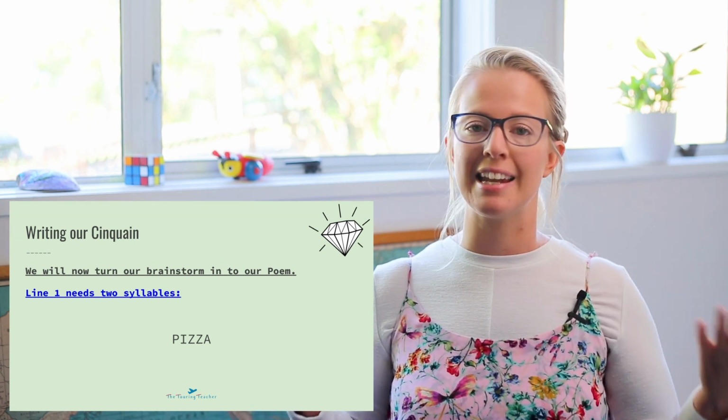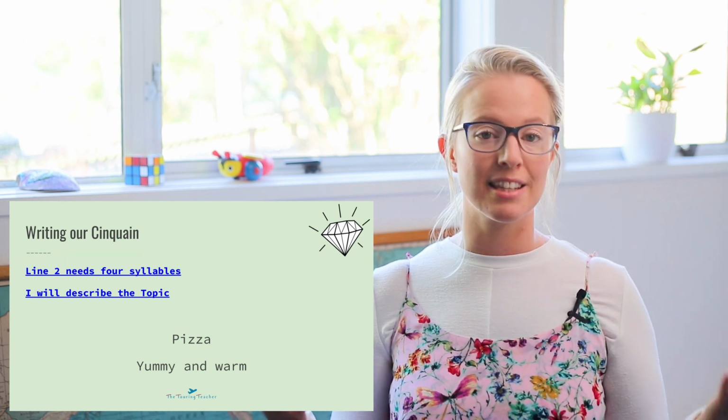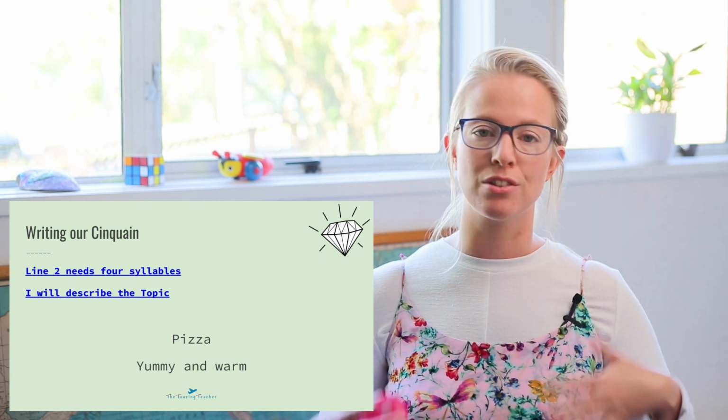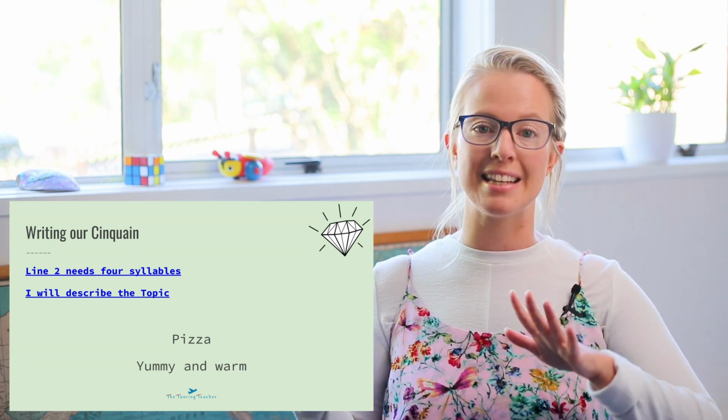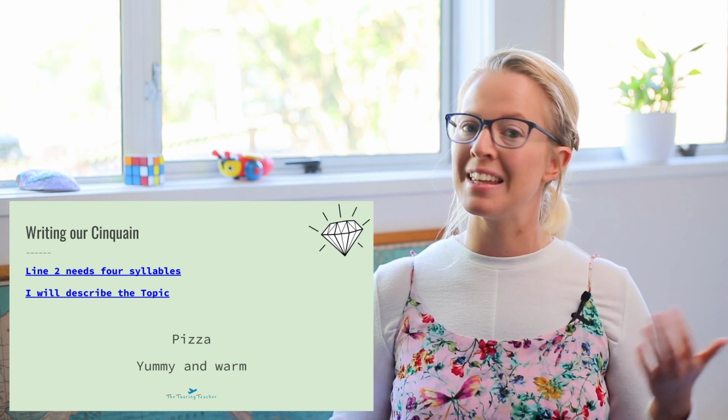Line 1, super easy, just 2 syllables, and it can be the name of the topic. So pizza has 2 syllables, so pizza is my word in the first line of my poem. Line 2 needs to have 4 syllables, and this is when you use your descriptive words to describe your topic. Now I'm going to be describing the pizza using 4 syllables, so I have chosen yummy and warm. So we've got pizza, yummy and warm. Let's move on to line 3.